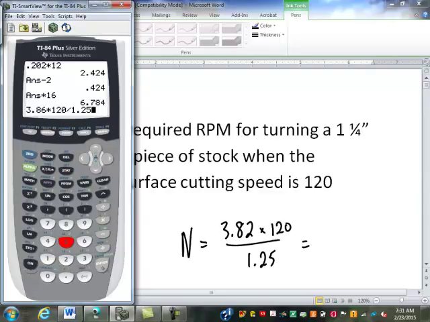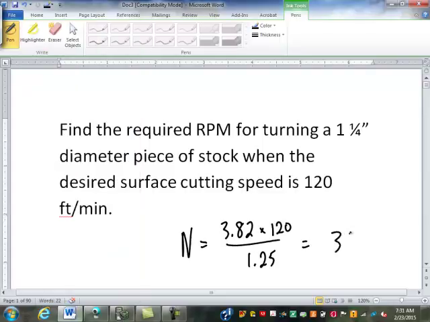Giving us 367. No. I punched in some... Oh, I put 3.86 instead of 3.82, didn't I? Let me try that again. 367 when you round it up. You're right. Not bad, huh? We're getting good at those.